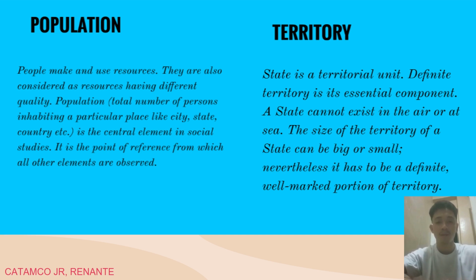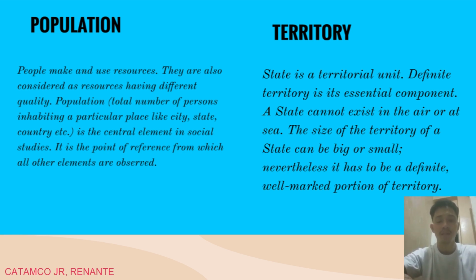A state can never be a state without population. Population is the people who make and use resources, so they are also considered as resources having different qualities. Population is the total number of persons inhabiting a particular place like a city, state, or country. And next is territory.